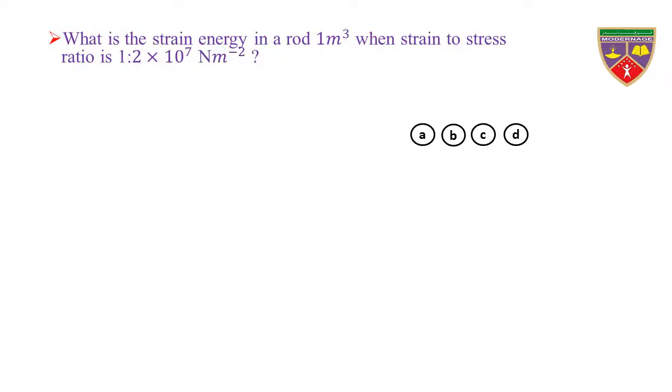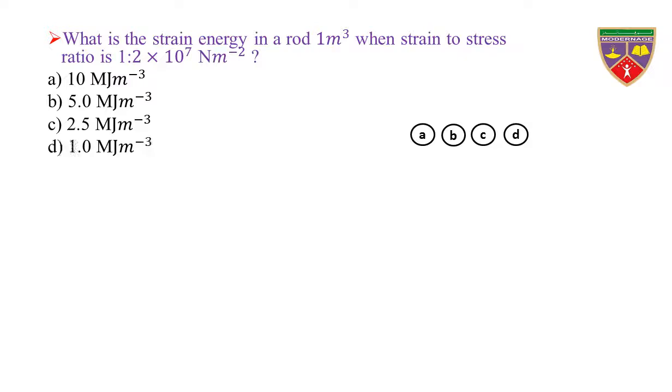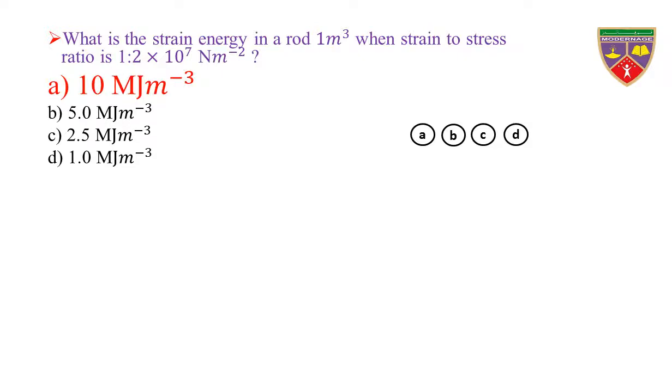What is the strain energy in a rod of 1 cubic meter when strain to stress ratio is 1 to 2 into 10 power 7 Newton per square meter? Option A, 10 megajoule per cubic meter; option B, 5.0 megajoule per cubic meter; option C, 2.5 megajoule per cubic meter; option D, 1.0 megajoule per cubic meter. The key is 10 megajoule per cubic meter. Therefore, the correct option is A.